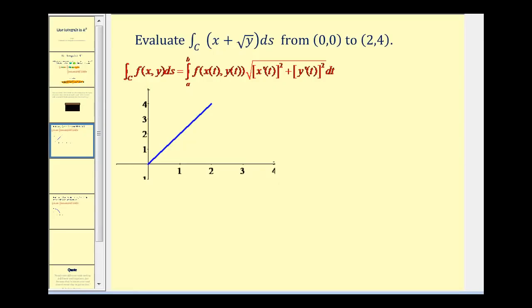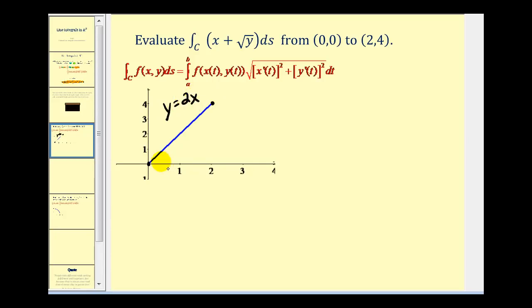We want to evaluate this integral along C, where C is from the point 0, 0 to the point 2, 4. So I've already sketched that segment here. Here's 0, 0. Here's the point 2, 4. Notice that the slope of this line would be up 4, right 2, or 2. So the equation here would be y equals 2x.